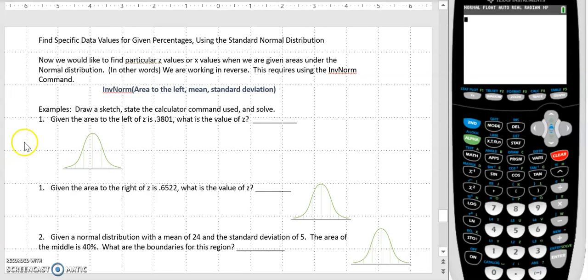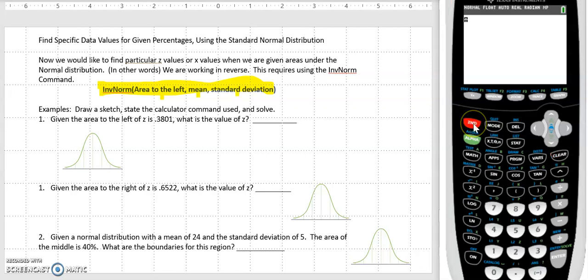We want to make sure that we take note of this. This is the command that we're going to be using, the inverse norm command. Inverse norm, area to the left, that's real important, then the mean and standard deviation are the three parameters that we're going to be using. You probably have already seen this command when we were doing normal CDF earlier. So if we go back to our calculator and work with second bars, that's the distributions.